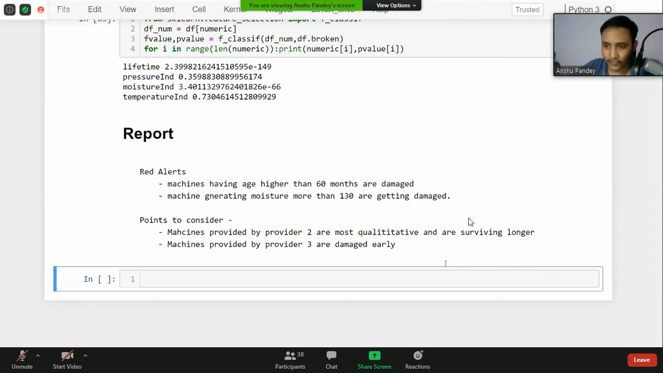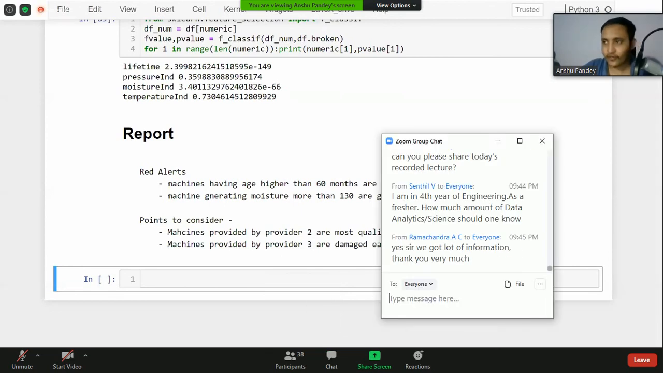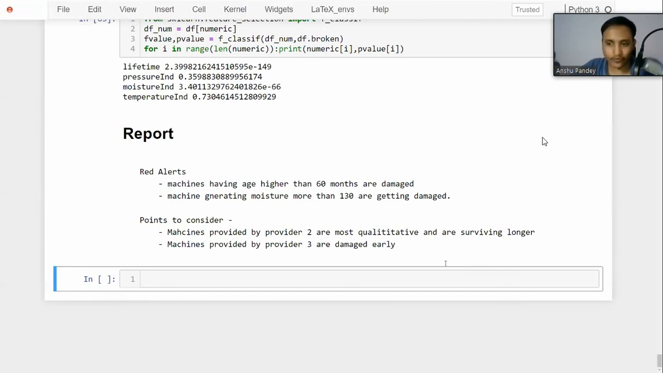There's a question, as a fresher, how much amount of data analytics should one know? Well, there's no limit, right? Even people who are freshers, in their first or second year, are pretty good data analysts as well. So there's no limit of how much you should know, but if you have interest in this, you should definitely work on this and explore more, practice a lot, right? At least you should know a good amount of statistics, I would say.